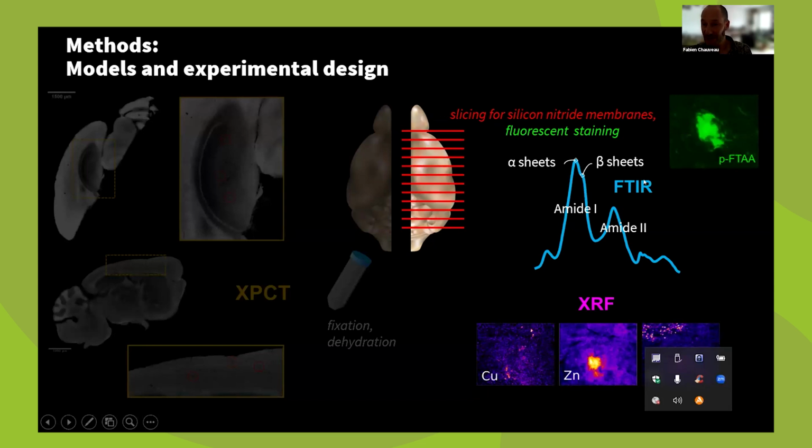So the infrared spectroscopy, when you look at the amide I peak, will give you a ratio between beta sheet structures and alpha helix structures, not alpha sheet, but alpha helix. And of course, those amyloid fibrils are enriched in beta sheet structure. And the X-ray fluorescence enables you to map with a very high spatial resolution different types of metals, such as copper, zinc, and iron.